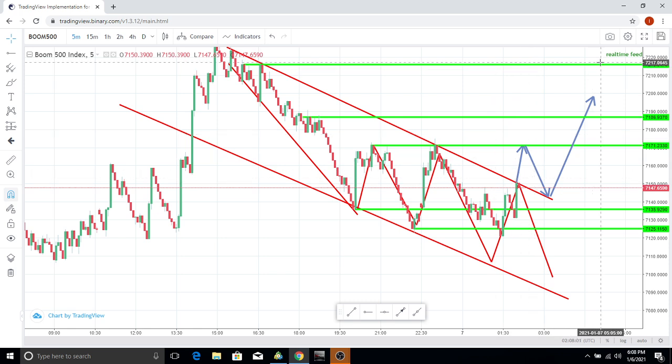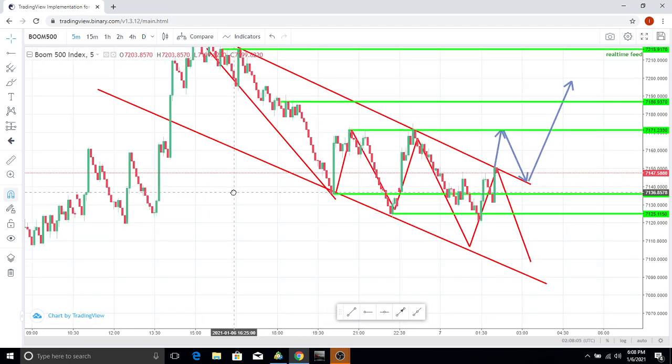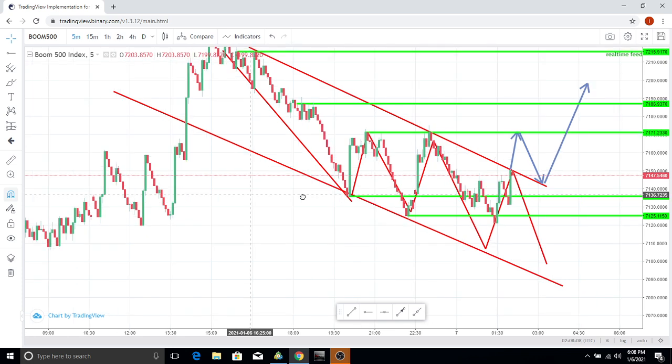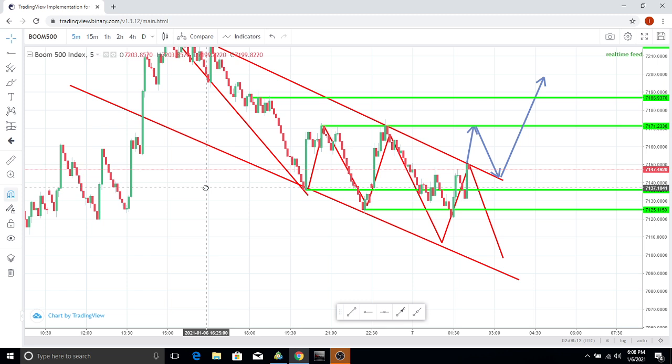Okay, this is very simple to do. Just note your trend line really well and you will be good to go. Remember, this is the 5-minute time frame. We are expecting an uptrend.